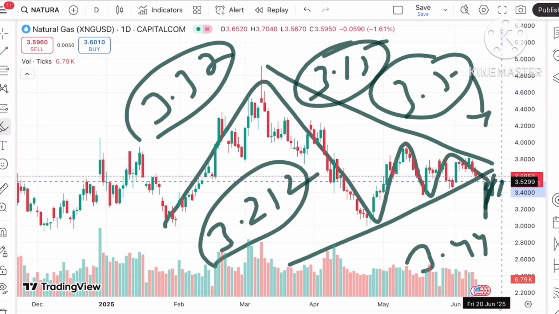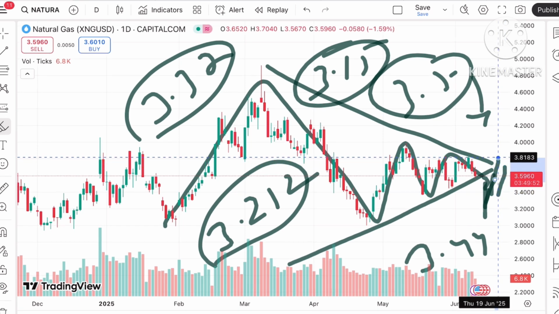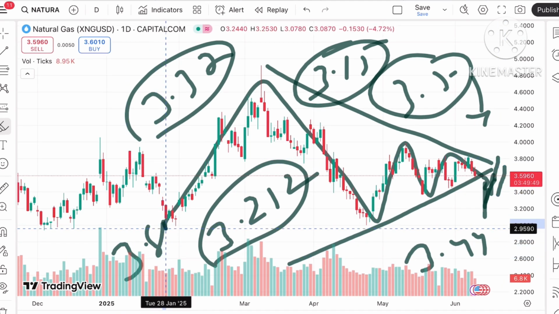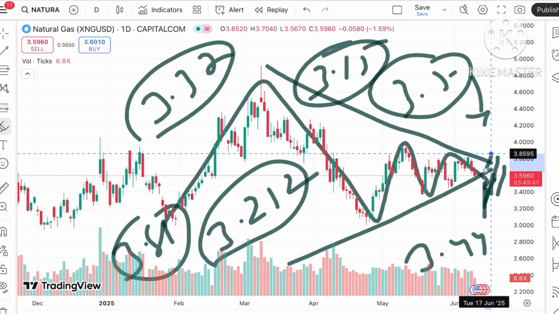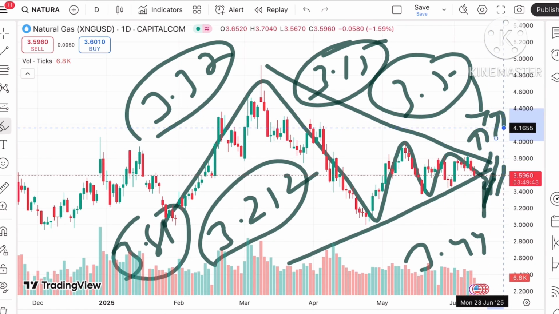But if the price starts sustaining above this level, the probability of touching 3.7 we can see, and then a level of 3.81, and if the price goes above that level, the probability of touching 3.85 we can see, and then a further upside will be there.